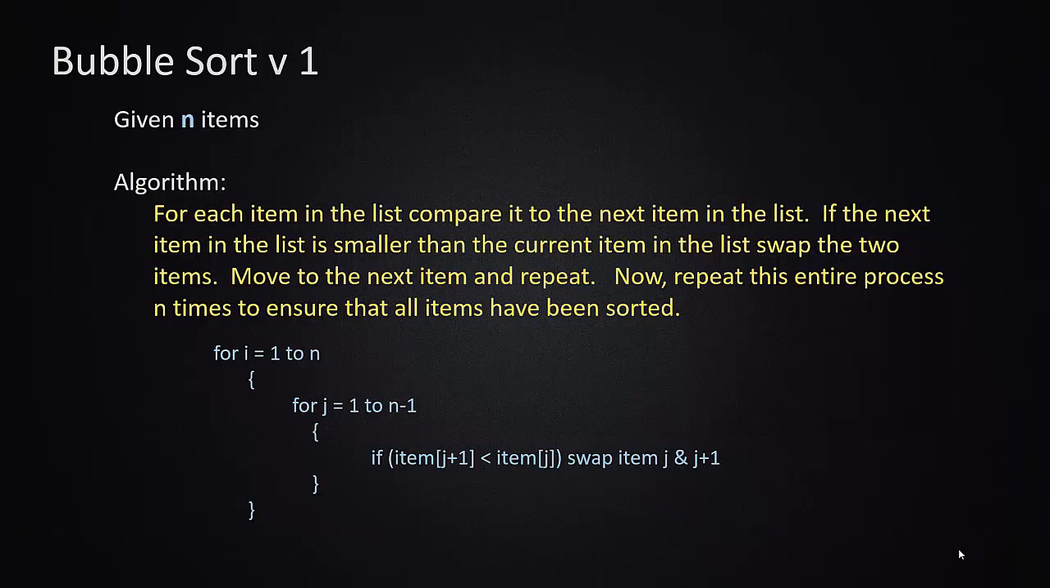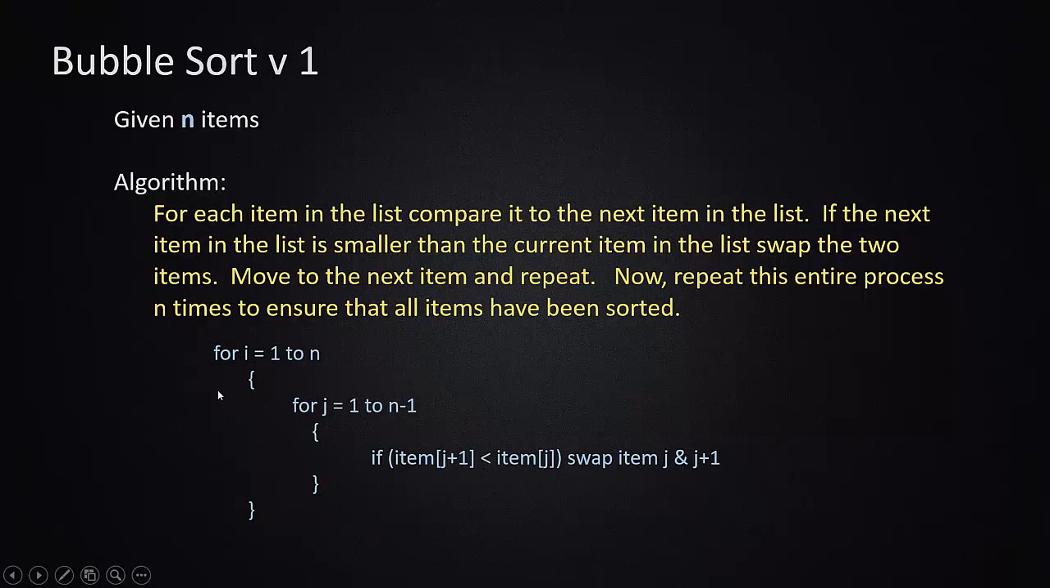Now with bubble sort, that will not guarantee that the entire list is sorted. That will only guarantee that you've moved some of the things around in the list. So we have to repeat that entire loop over again. And you have to do it n times if you want to guarantee that the entire list is sorted.